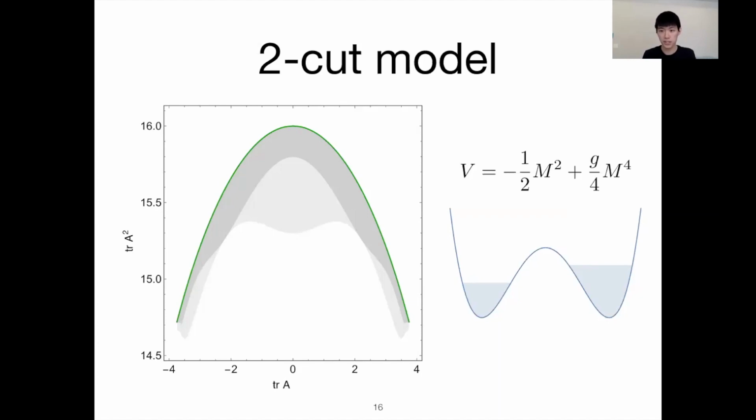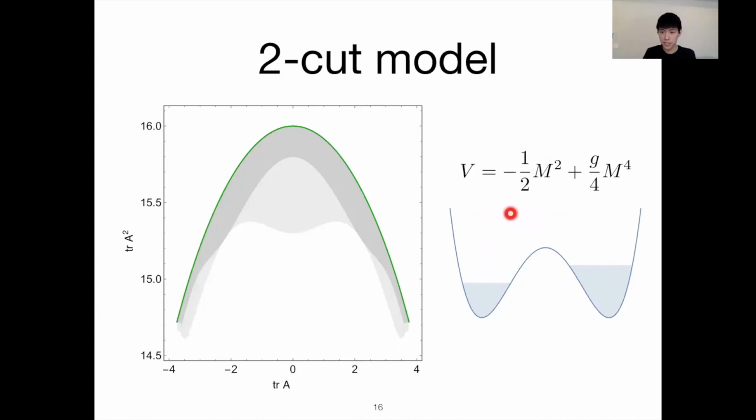Another interesting phenomenon that can happen in single matrix models is when you have multi-cut solutions. This corresponds to, for example, potentials which look like this, and you can fill the Fermi sea, or you can put a different number of eigenvalues in one of the wells versus the other.